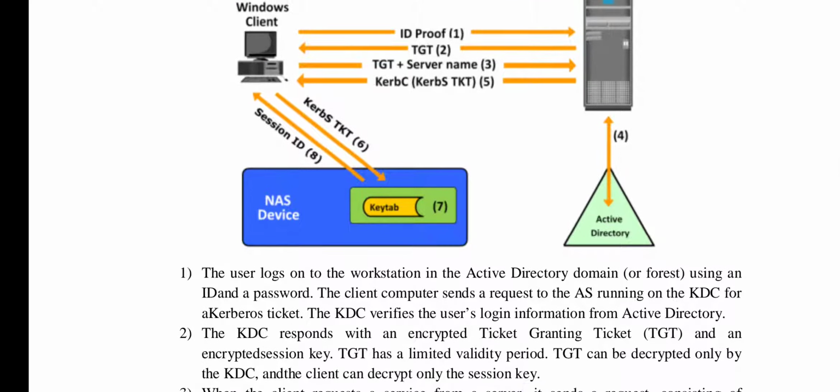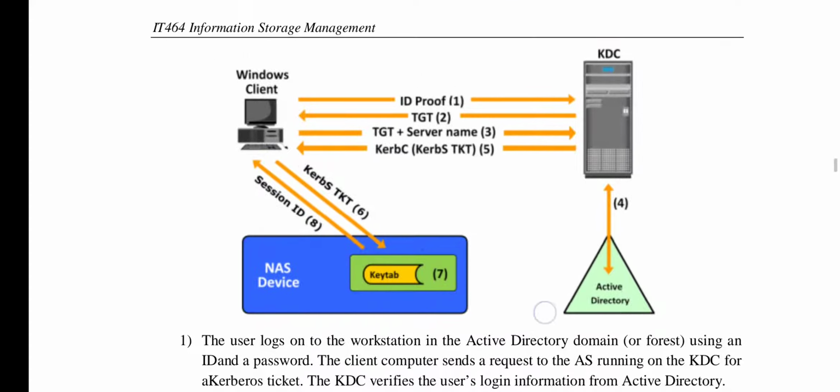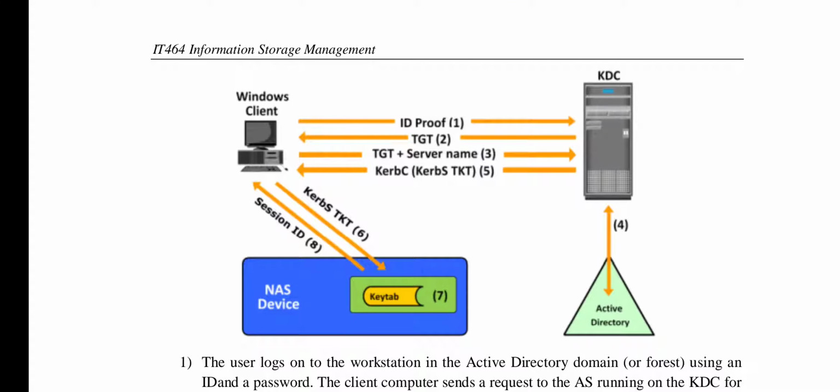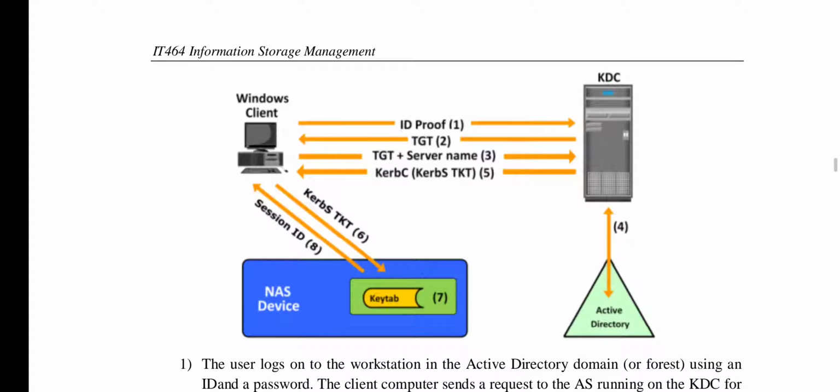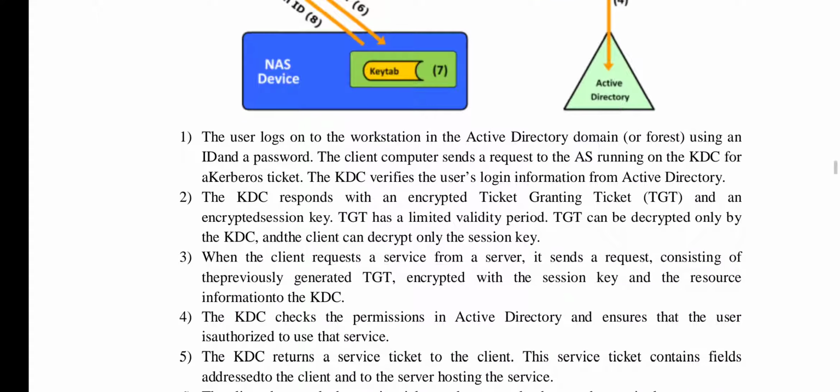You can see you have a Windows client, then a KDC, and it's accessing an Active Directory, then the NAS device having a keytab file. It starts in this way, the client requesting the ID proof, and in the second step, the ticket granting ticket is given from the KDC. Let's follow it down here.